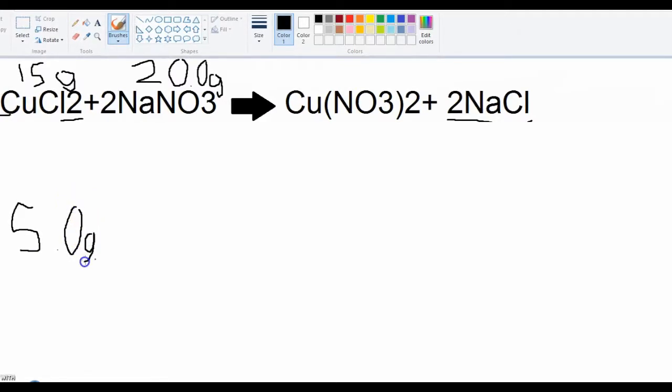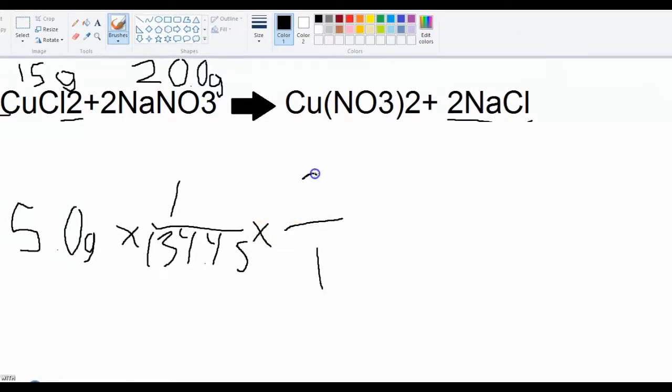15.0 grams times 1 over 134.45, times 1 over 2, times 85, which is the molar mass of sodium nitrite. This is the molar mass of copper 2 chloride.